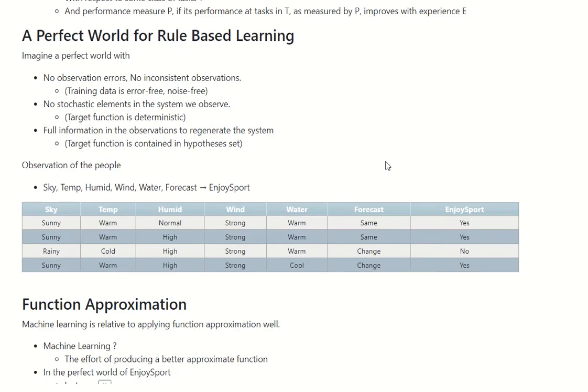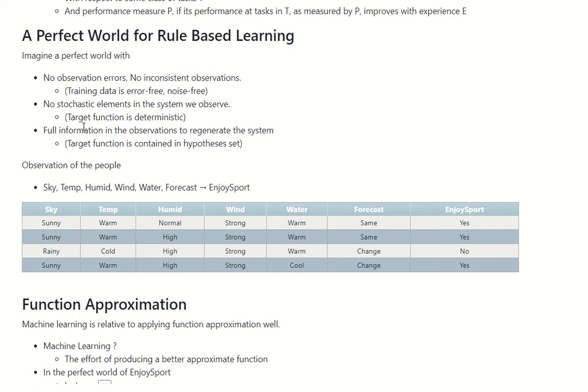Next, we can imagine a perfect world for rule-based learning. Imagine a perfect world with no observation errors, no inconsistent observations. In this case, the training data is error-free, noise-free, and there are no stochastic elements in the system we observe. In this case, the target function is deterministic.